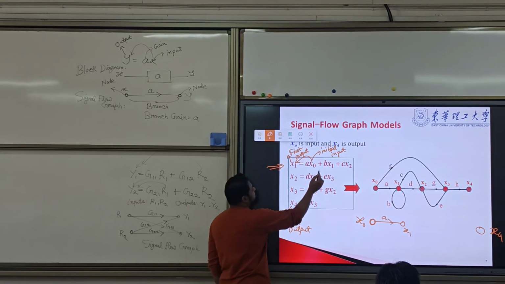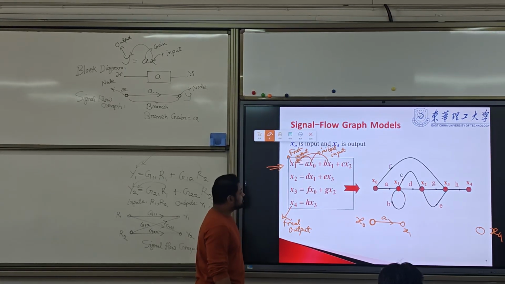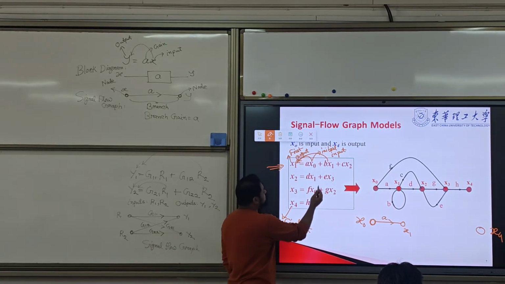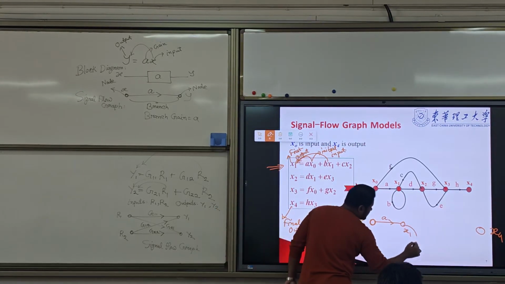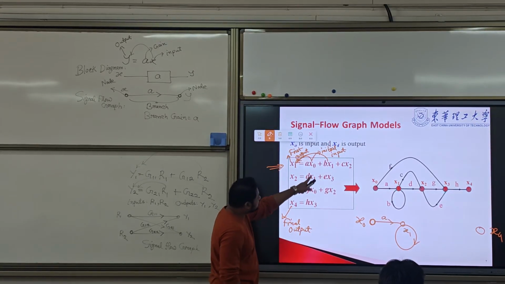Second, x1 is flowing to x1. Again, same loop. That is called a self loop. So x1 is flowing to x1. That means here we have x1 flowing to x1 with a gain of b.